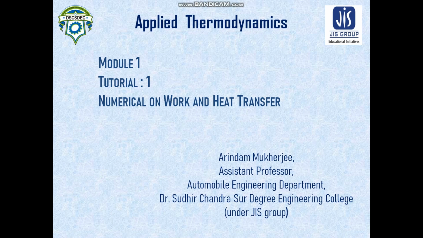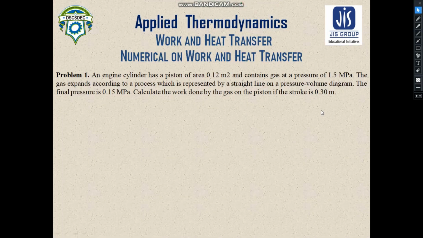So let us move on to the first problem for today. Let us start discussing the numericals on work and heat transfer. The first problem is provided here. An engine cylinder has a piston of area 0.12 meter square and contains gas at a pressure of 1.5 megapascal. The gas expands according to a process which is represented by a straight line on a PV diagram. The final pressure is 0.15 megapascal. Calculate the work done by the gas on the piston if the stroke is 0.30 meter.